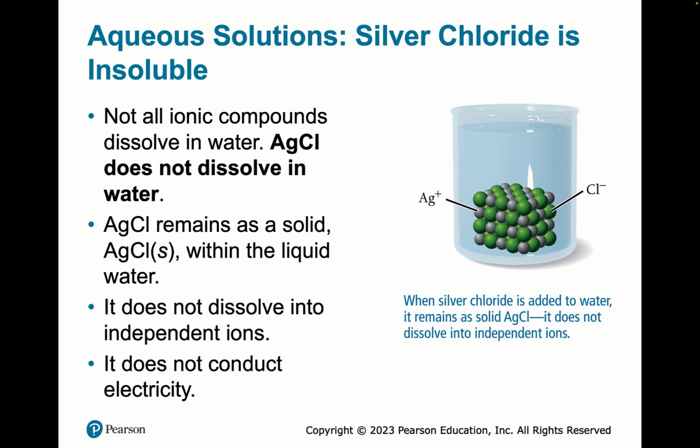So because of that, it forms a solid, and this solid is known as a precipitate. And this one here, be careful: this says it dissolves into independent ions. It does not dissolve into independent ions. It does not conduct electricity.